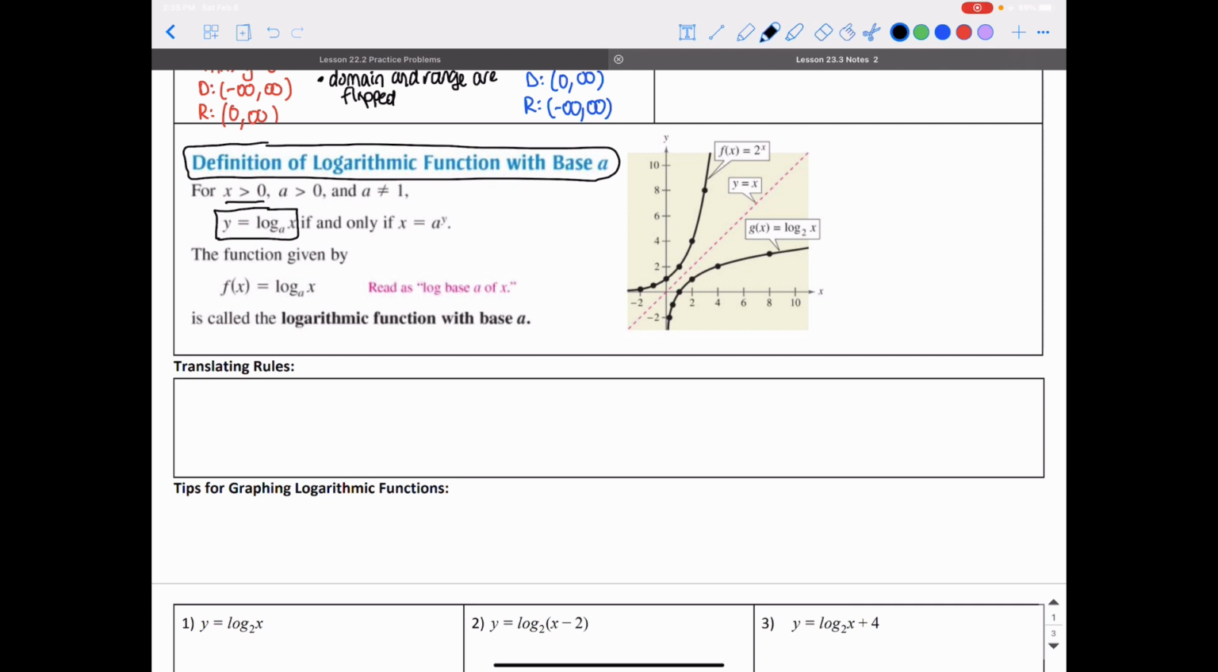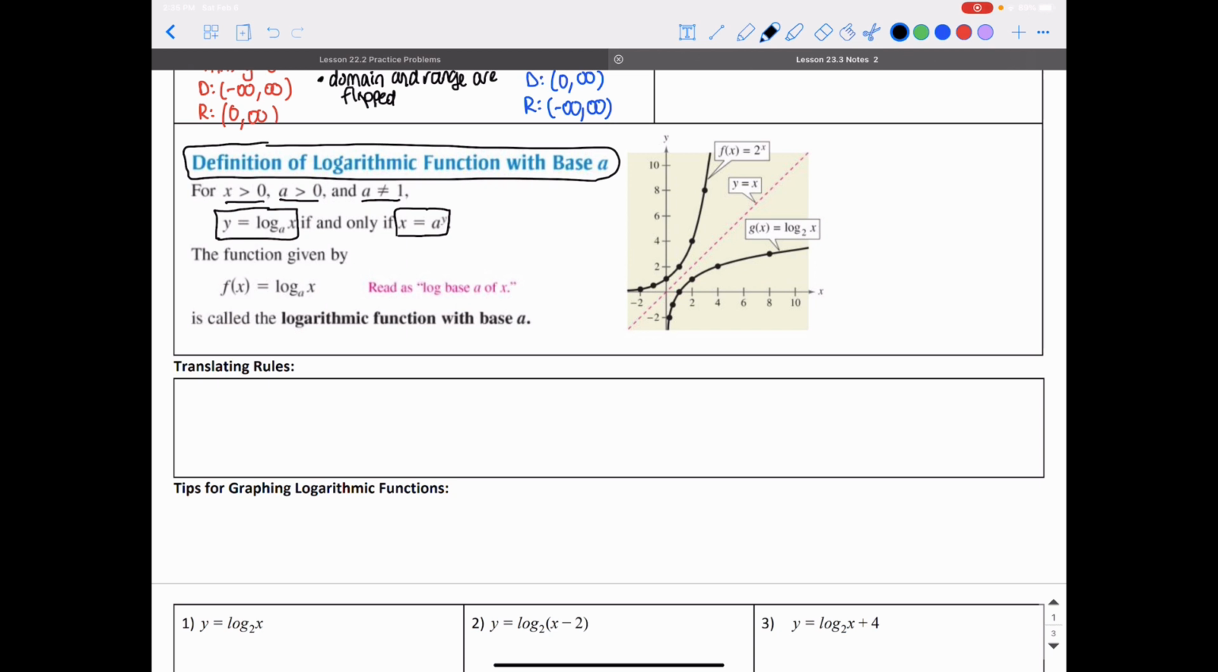Another thing that needs to be true is the base has to be greater than 0 for logarithms. It can't be a negative number. And the last thing that needs to be true is a cannot be equal to 1. If you have the general form y is equal to log base a of x, with all of those things true, you can convert that to exponential form. x is equal to a to the y power, and we've talked about this already.